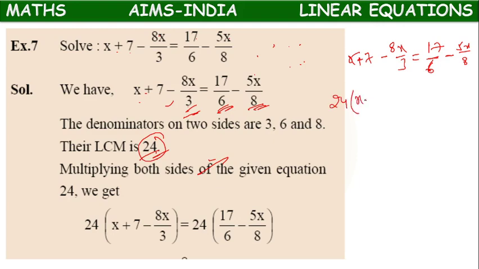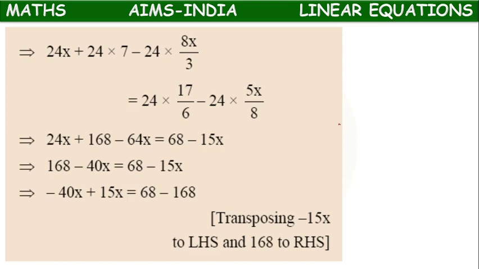We have to multiply the total x plus 7 minus 8x by 3 on the left hand side, and the right side also, by 24: 17 by 6 minus 5x by 8. Next, what can we do? We have to multiply separately.